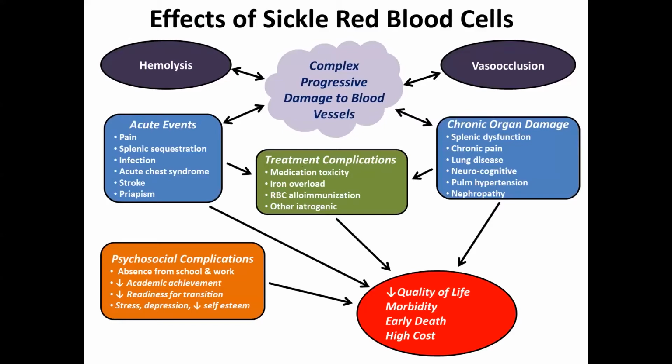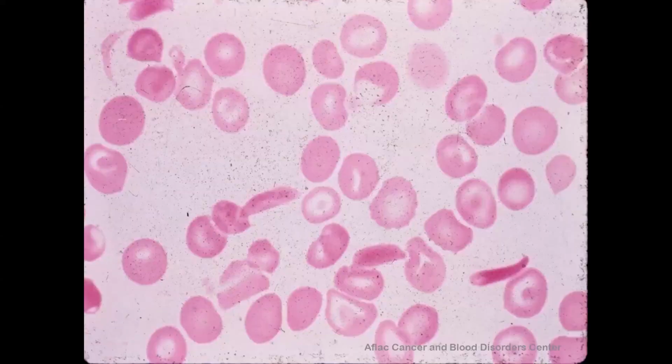So it is a complicated disorder, but at the end of the day, all of that is the result of these abnormal red blood cells, which are shown here. This is what the blood of a person with sickle cell anemia looks like under the microscope, and these are the red blood cells, and you can see that some of them have this characteristic sickled shape. But even the ones that aren't sickled don't work properly.